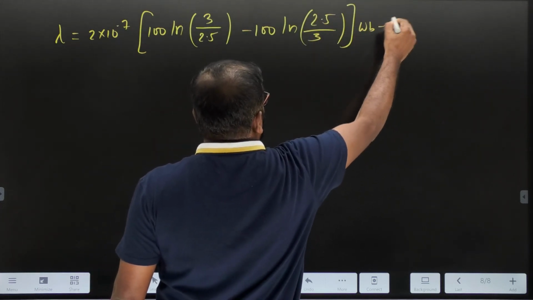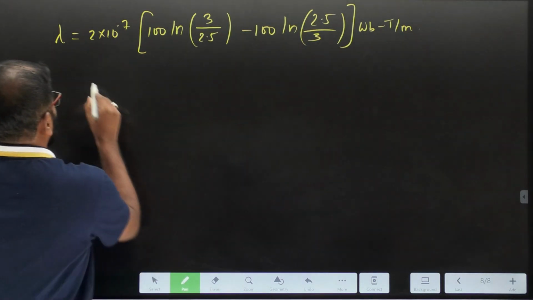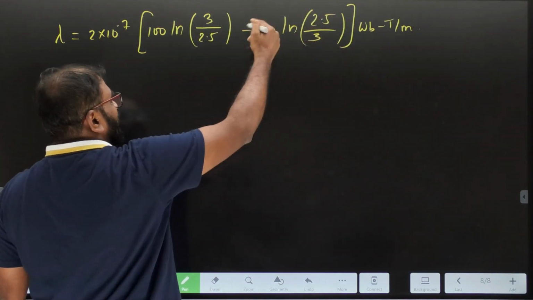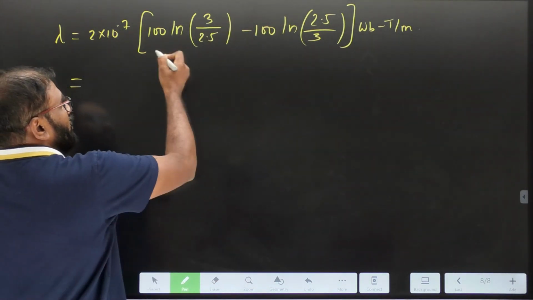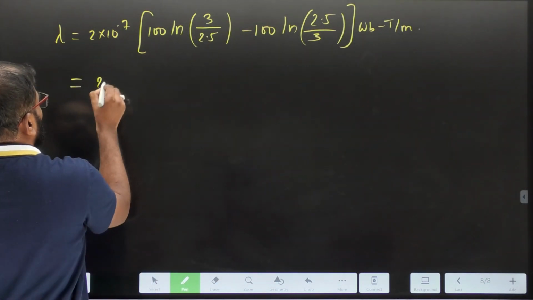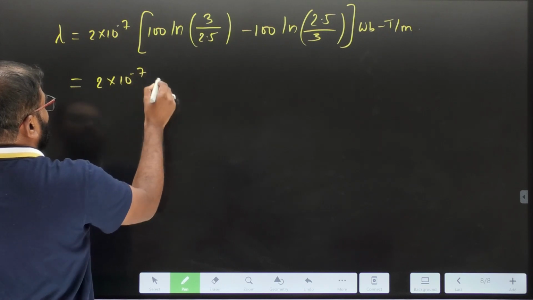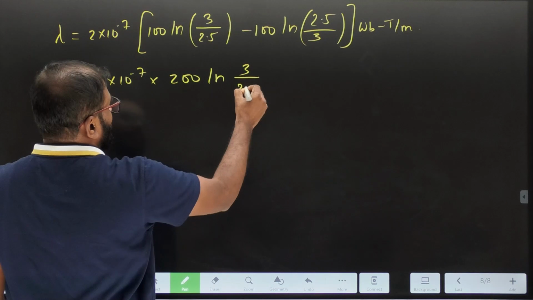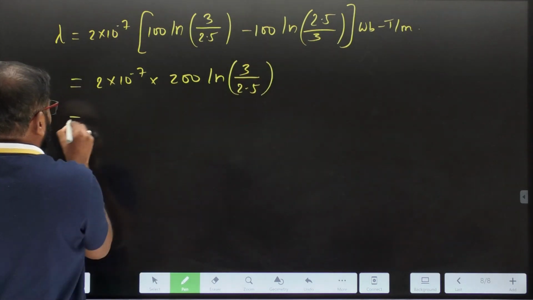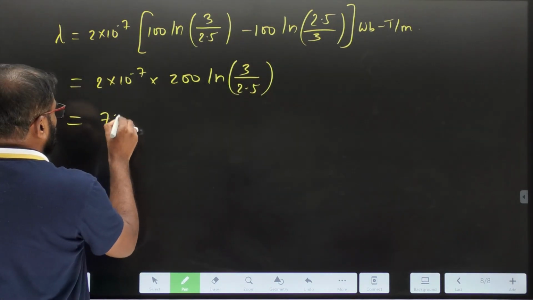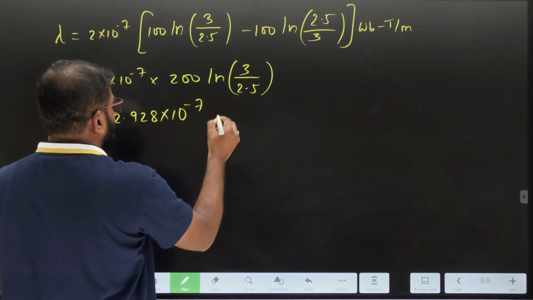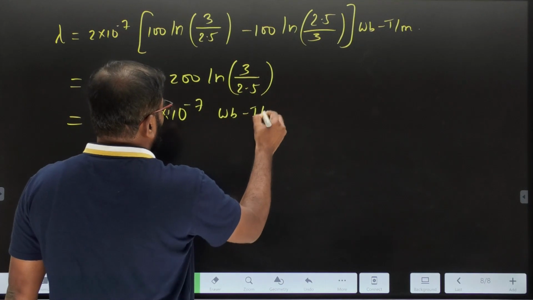Weber turns per meter. Now let's see. Here minus ln of 2.5 by 3, I can reverse it and make it plus. Then these two terms are the same. So that's why it is 2 into 10 power minus 7 into 200 ln of 3 by 2.5. If I solve this, we get 72.928 into 10 power minus 7 Weber turns per meter.